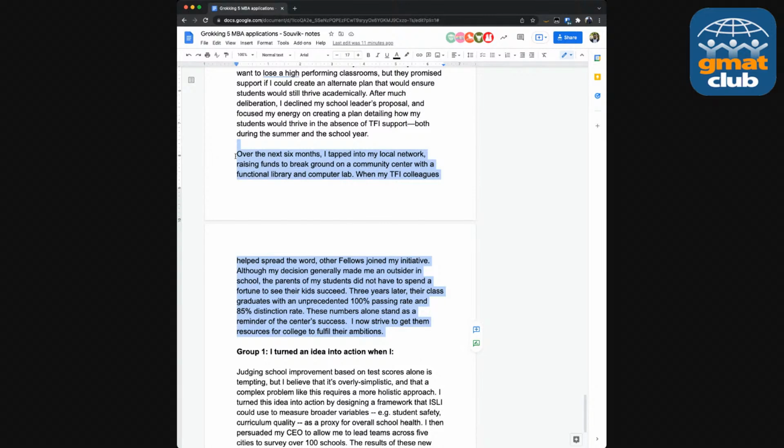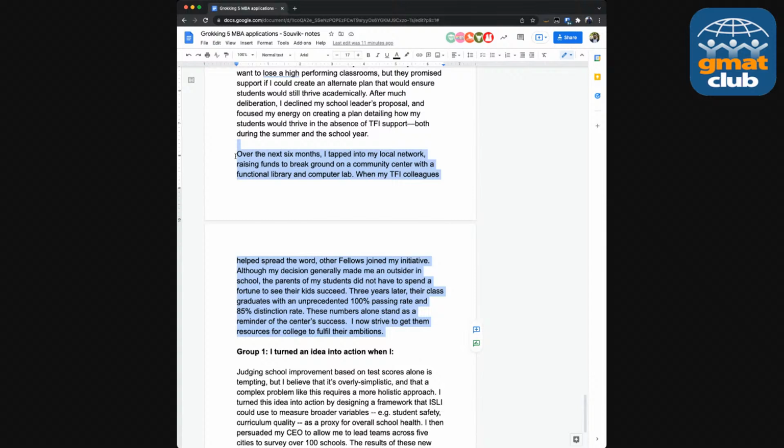All right, so the last paragraph is all about my actions and the key results. I talked about building a community center and how I built it. I didn't just say I built a community center, right? I talked about leveraging my other teachers to spread the word, creating a fundraising plan, and also what the library contained. And then I finally talked about my results.